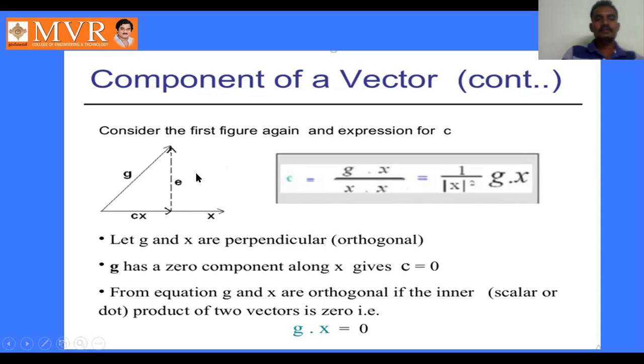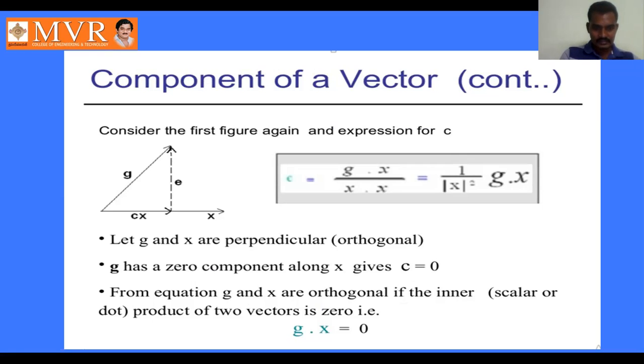Let g and x be perpendicular to each other. It means that these two vectors are orthogonal to each other. What is the orthogonality condition? Orthogonal means two vectors are perpendicular to each other. g has a zero component along x, which means g = c·0, so g becomes c into 0, or g equals 0.